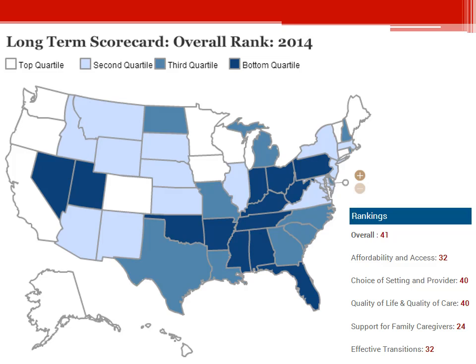Now, in affordability and access to long-term care, Nevada ranks 32nd. They also ranked 24th in support given for family caregivers and 32nd in effective transitions, meaning transition from a home environment to a long-term care facility environment. But in ranks of choice of setting and provider and quality of life and quality of care, Nevada ranked 40th in both of those. So there is much room for improvement here in Nevada.